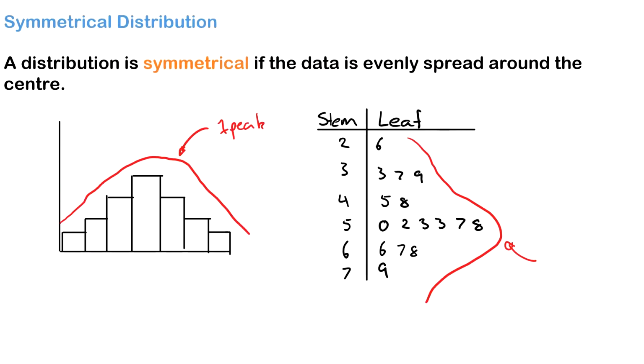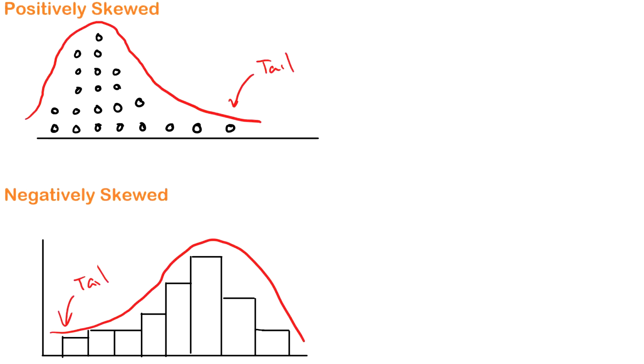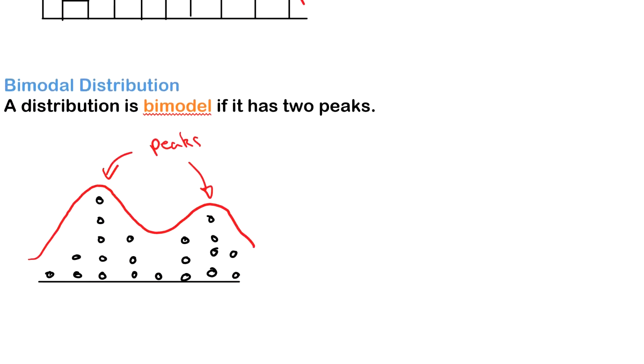All right, and that's all there is to these distributions. You have symmetrical, which is even across the board, evenly spread. You have skewed distributions, which you can have a positive or negative, and it depends where the tail's pointing. And then finally, you have what we call bimodal distribution, where it has two peaks.